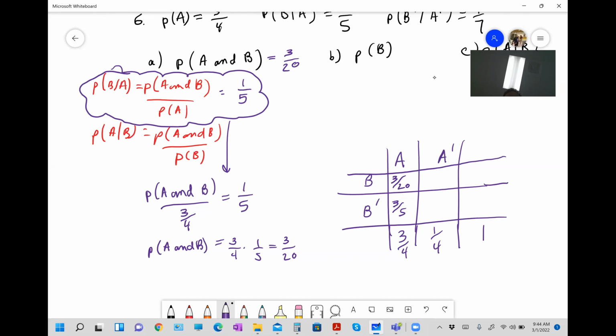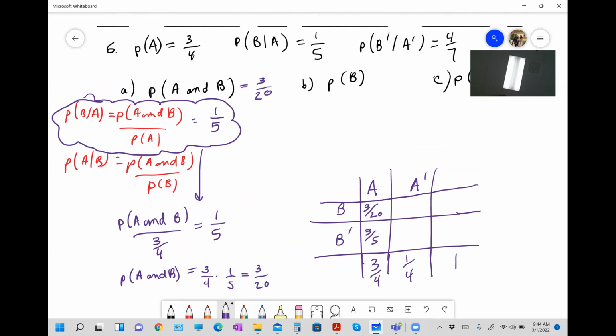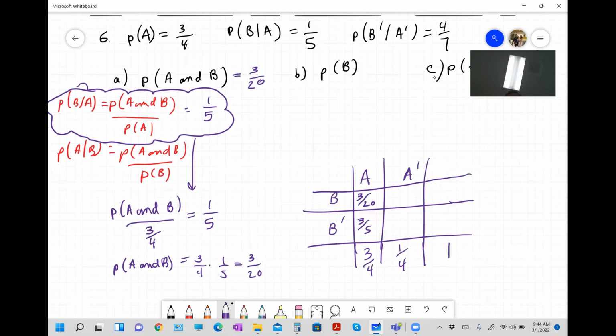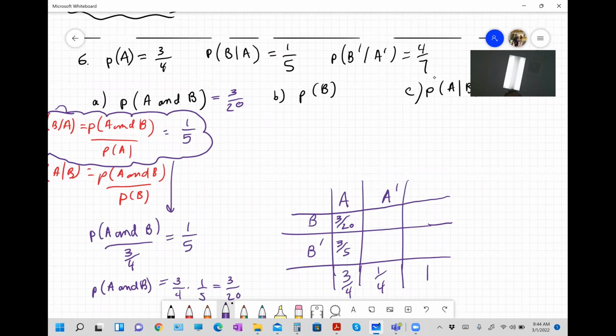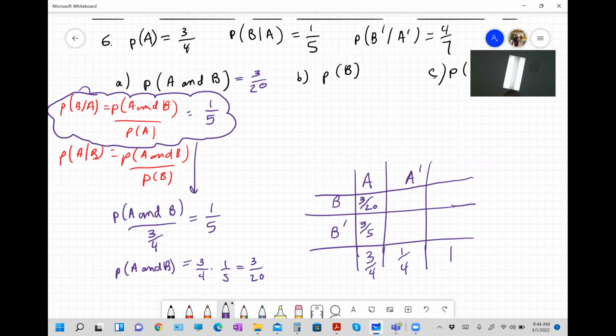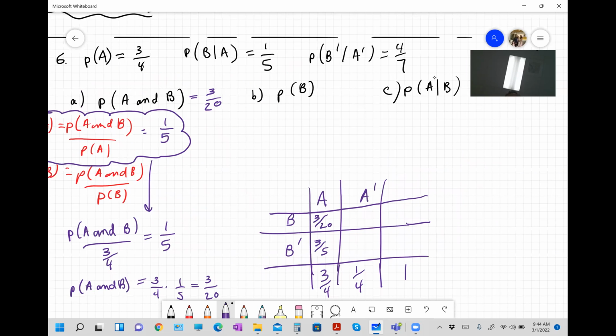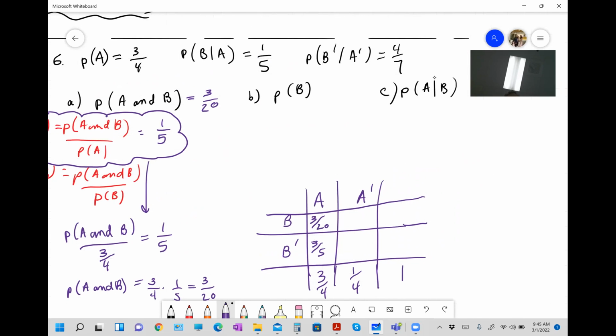All right, so the next one says, answer the probability of B. Well, in order to get B, we may have to take some extra steps here. So let's see if we can play around with this to capture it.